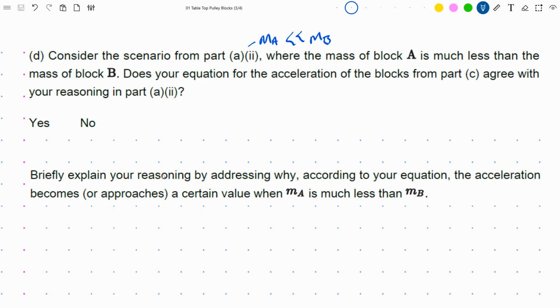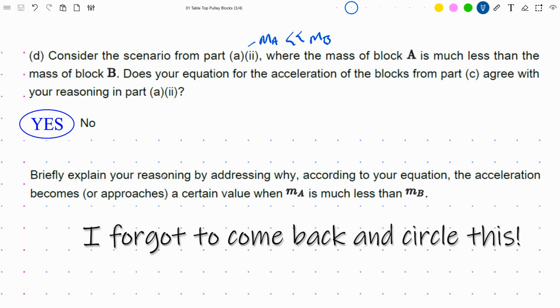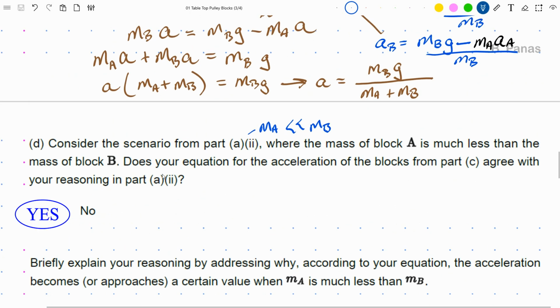It says, briefly explain your reasoning by addressing why, according to your equation, the acceleration becomes or approaches a certain value when the mass of A is much less than the mass of B. So how about if I actually try to do this here, just to verify whether my equation does or does not agree? Nobody's going to know upon reading my completed solution, but you're going to know because you're seeing me do it.